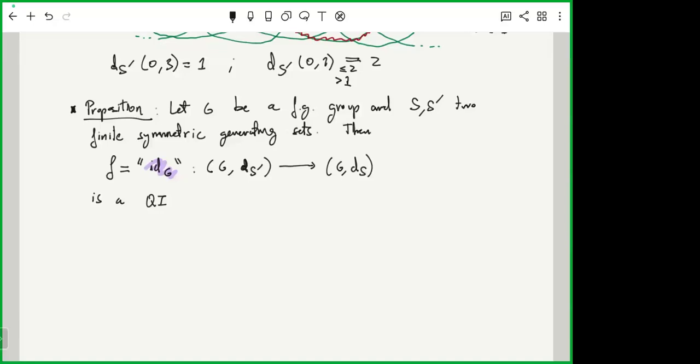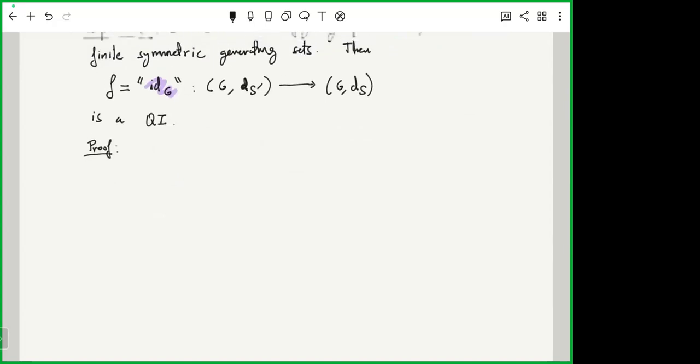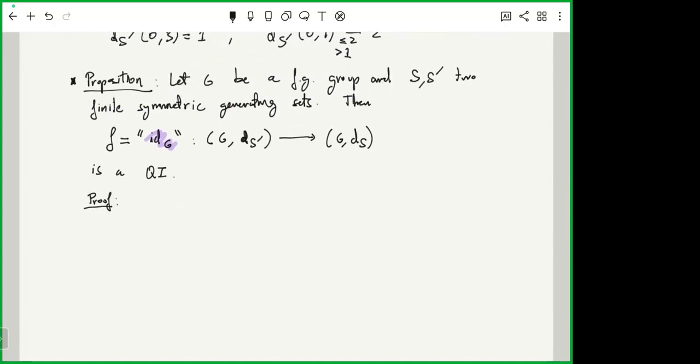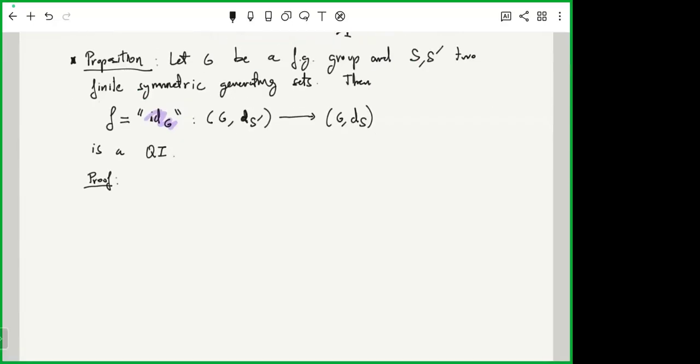That's why, if we're defining a geometric invariant of groups, it doesn't matter which generating set we take. I don't plan to include many proofs in this course, but I think this is something we can do now. So what is the idea behind this? Well, we just use that these two generating sets are finite.